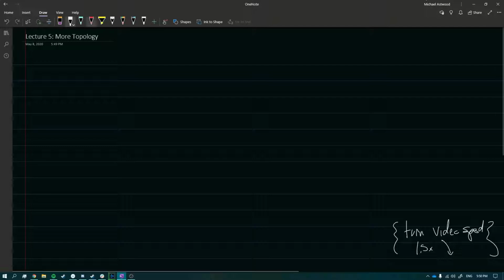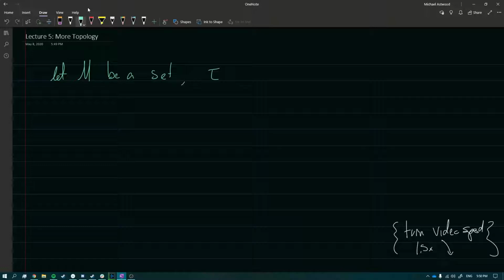Okay, so today we're going to be talking about more topology. And, well, let me remind you of what a topology is. So let M be a set, and tau is a topology on M if it needs to have the following three properties. So it needs to have the empty set and the whole space, so that the whole space is open and the empty set is open.